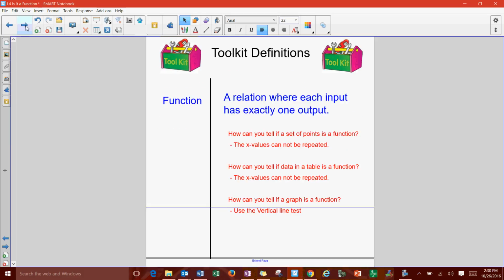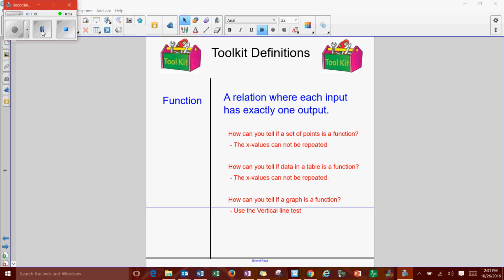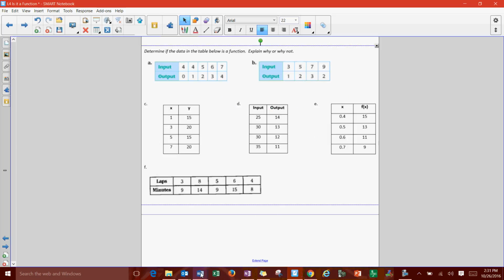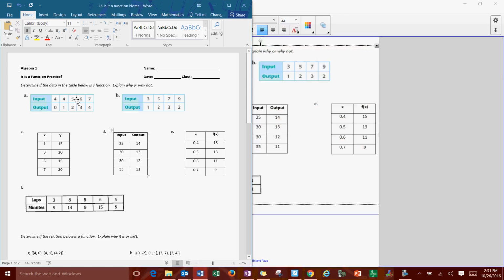Moving on, let's formalize this definition of a function. So pause the video and write all this down in your toolkit, please. And then we're going to talk about each of these things. All right, guys. So now that you've written that down, you need to get this sheet from Miss Stagg. It says, is it a function practice? Looks just like this. So make sure you get that sheet. And then let's go through some of these.